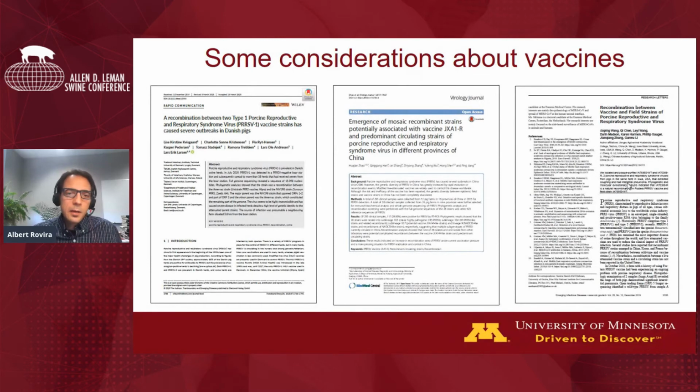And finally, you're going to see probably more of these as we use more and more next generation sequencing, and we apply all those techniques to whole genome sequencing. We're going to see more cases of these recombinants with vaccines. These are 3 examples of recent papers that came out on modified live vaccine, either recombining with another modified live vaccine or recombining with a field virus. One is from Europe, one is from Asia, one is from North America. So you get the idea.